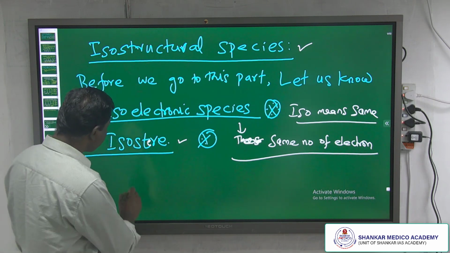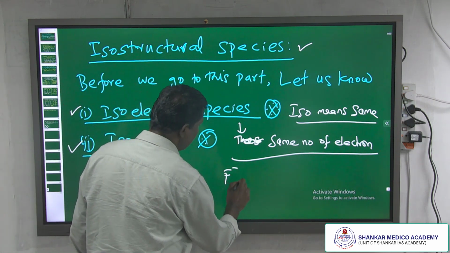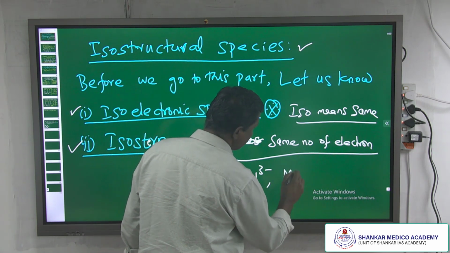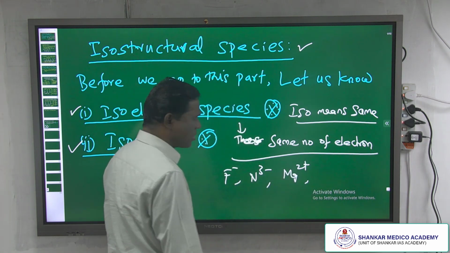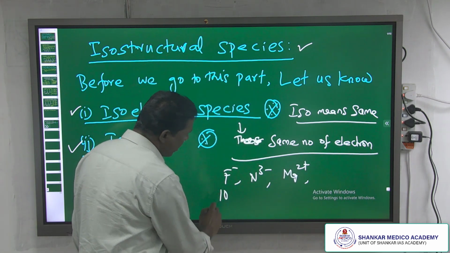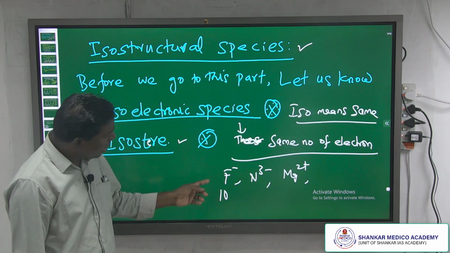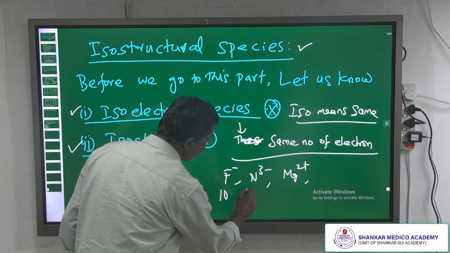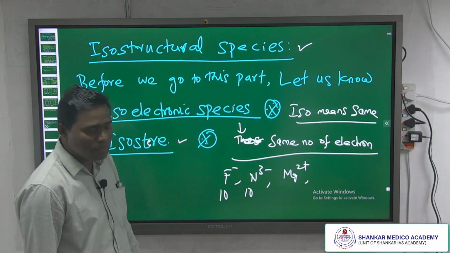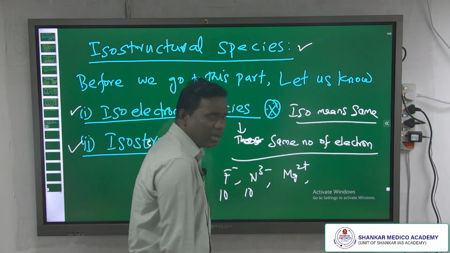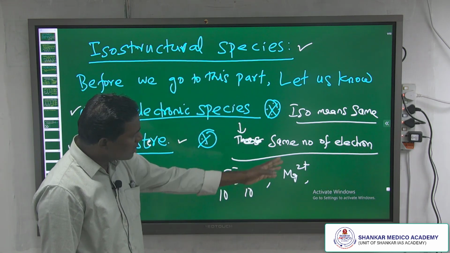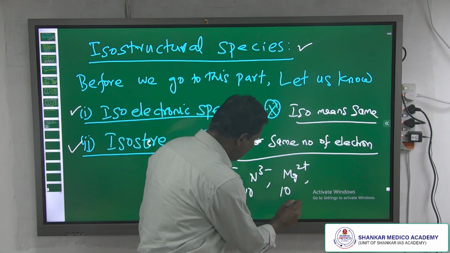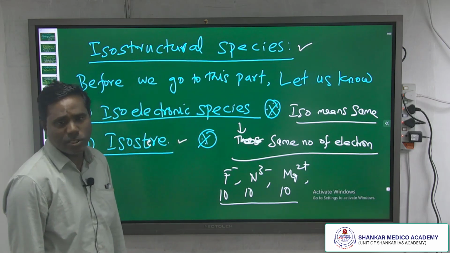For example, F minus, N3 minus, Mg2 plus, these are all examples. It has a 10 electron system. Fluorine atomic number 9, and it has one negative charge, so 9 plus 1, 10. Nitrogen 7, 7 plus 3, 10. And magnesium 12, that is a cation, we have to subtract the corresponding positive charge, so 12 minus 2, 10. So these are called isoelectronic species.